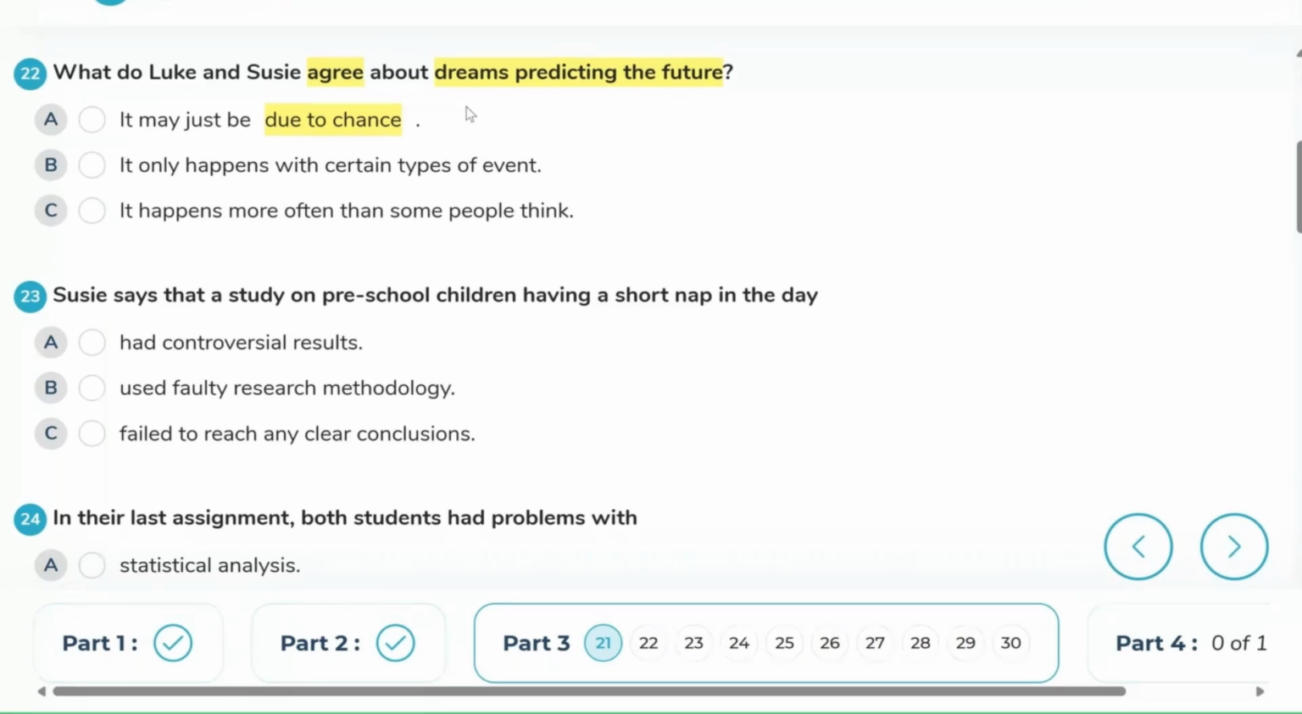By chance means coincidence. If it is a coincidence, then A will be the right answer. By chance means coincidentally. Option B, only happens with certain types of events. So if it is only true for certain types of events, like you see a flood in a dream and there's going to be something like that. Option C, it happens more often than some people think. Happens more often means frequency, that dreams are telling you about the future. So if the frequency of dreams predicting the future is more, C will be the right answer. If it is only true for certain types of events, B is the right answer. And if it happens coincidentally, A will be the right answer.